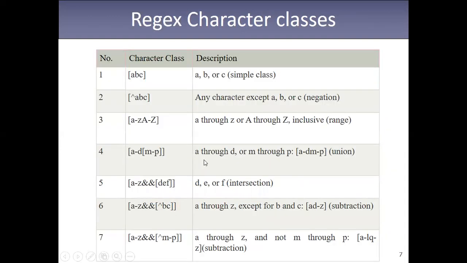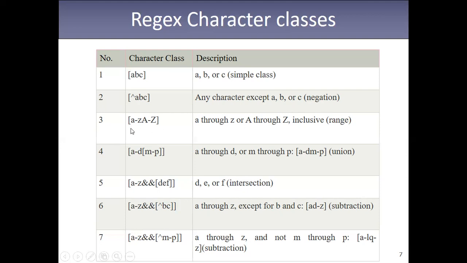Now, let's see about regular expression character classes. These are the various character classes available. The first character class, within square brackets, we have three characters A, B, and C. It means that A, B, or C. It's a simple class. Then the caret operator is the negation operator. The second regular expression, caret ABC within square brackets, represents any character except A, B, or C.